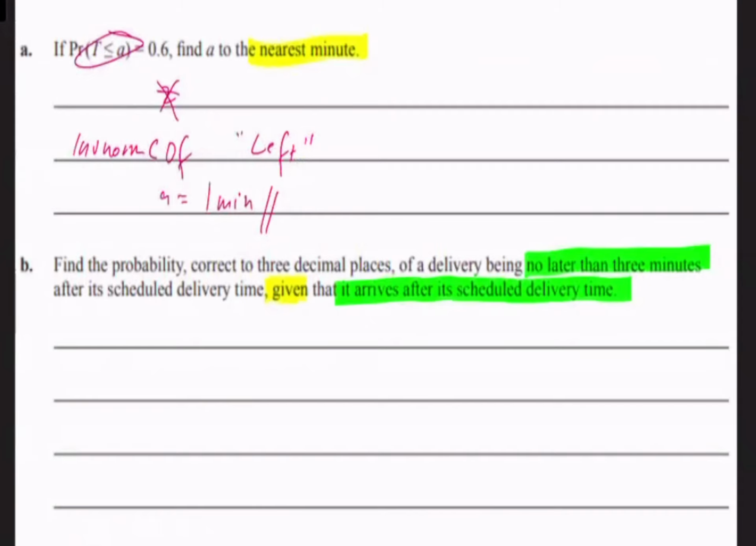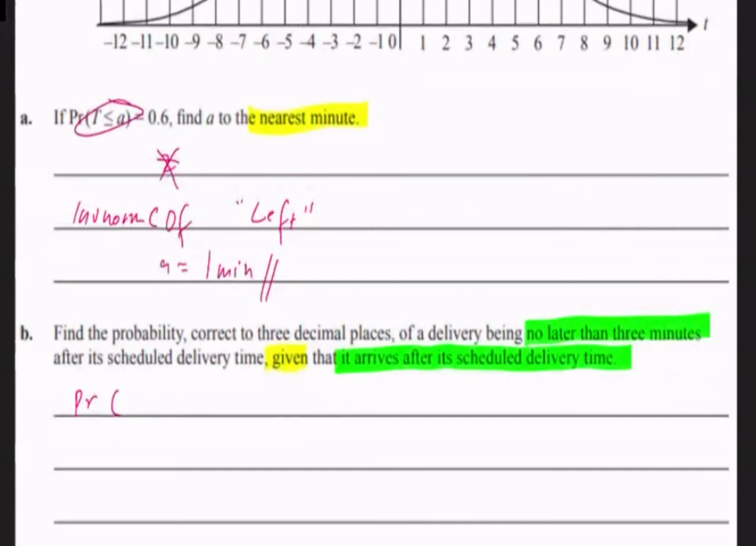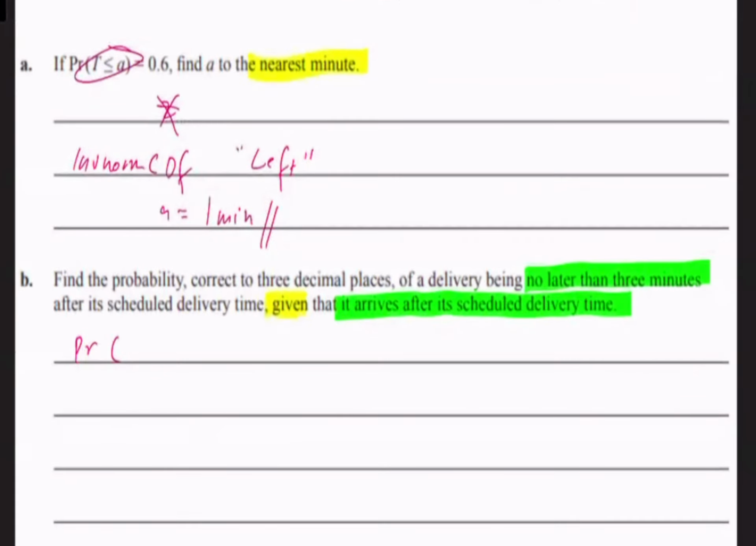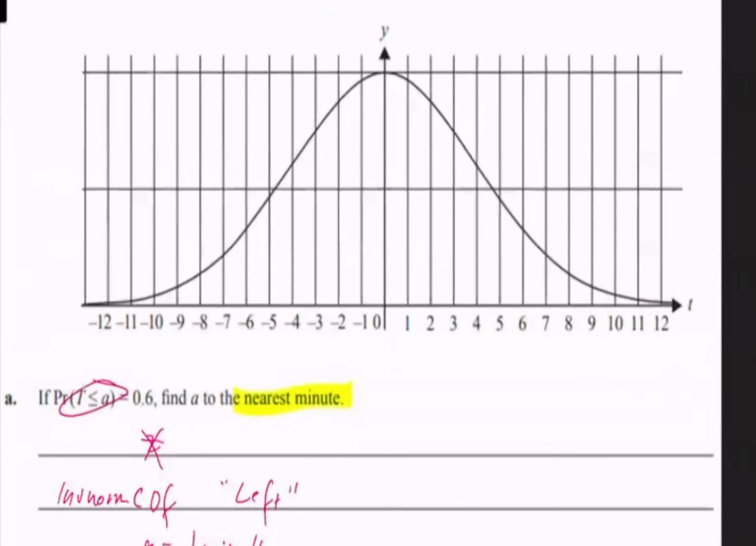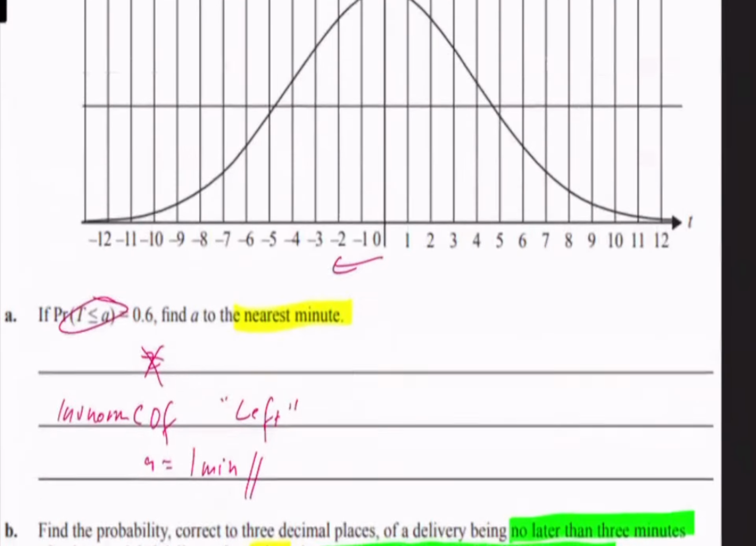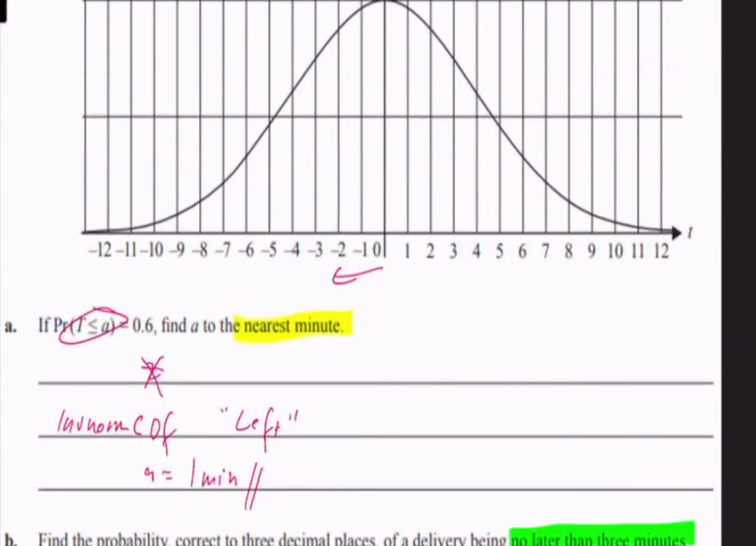Find the probability that a delivery is no later than 3 minutes, given that it arrives late, so it arrives after its scheduled time. If it's no later than 3 minutes, then t is less than 3. But in this case, since it's later than 3 minutes, then it's going to be negative, because to the left of 0 is late. So if it's no later than 3 minutes, that means it's 3 minutes late or less than that.